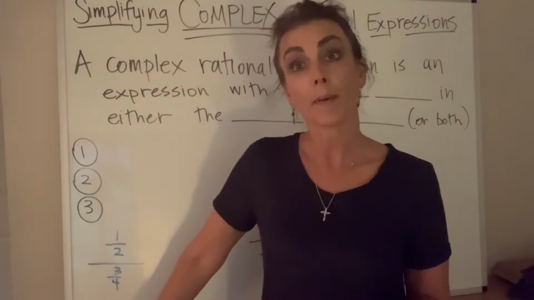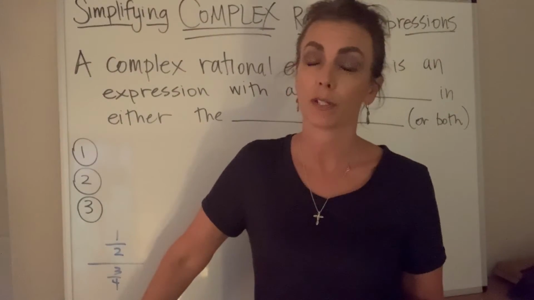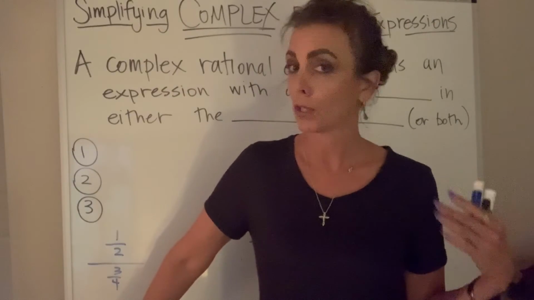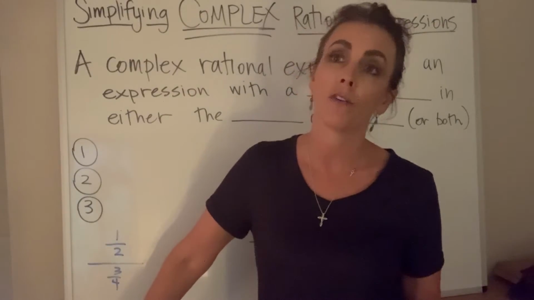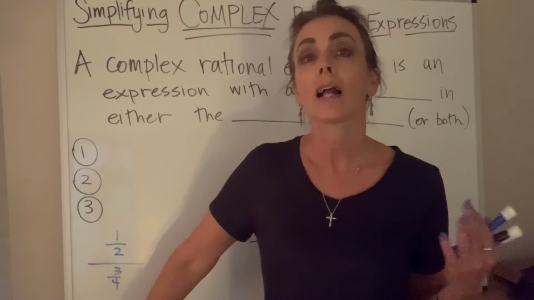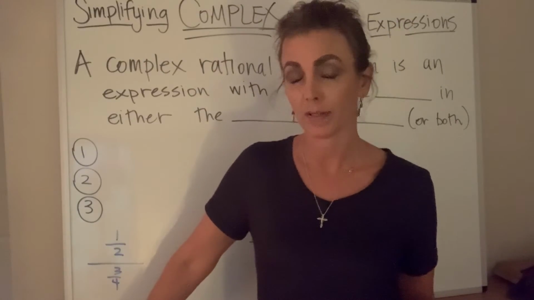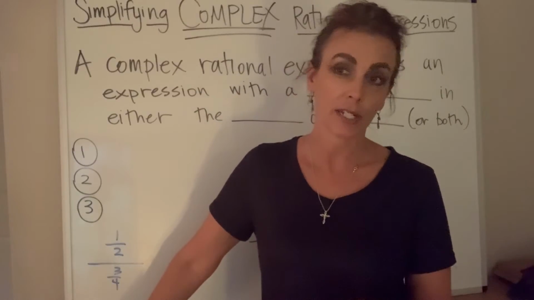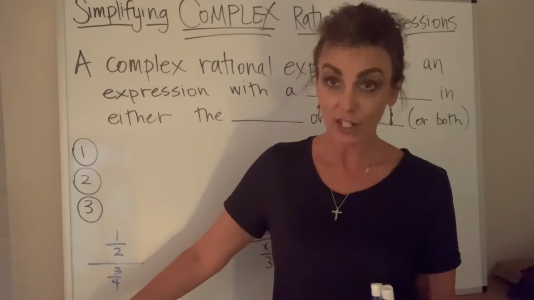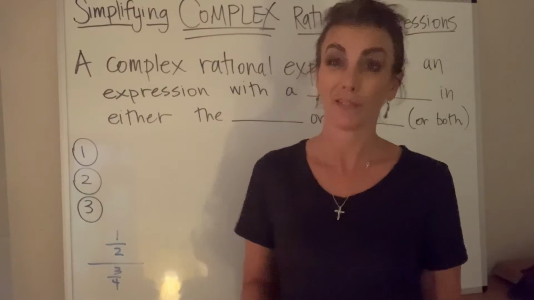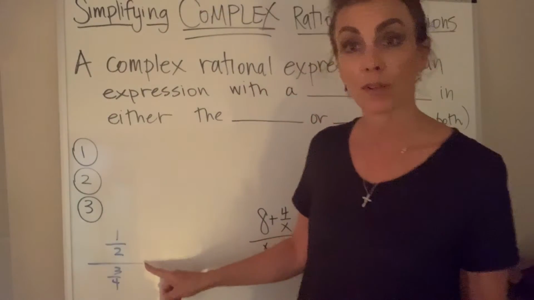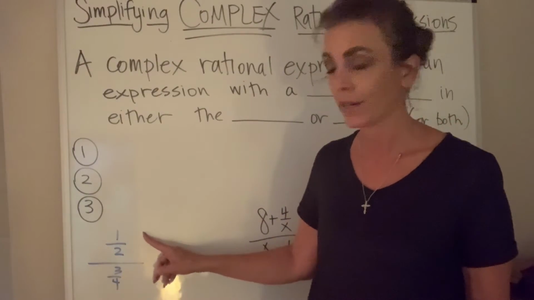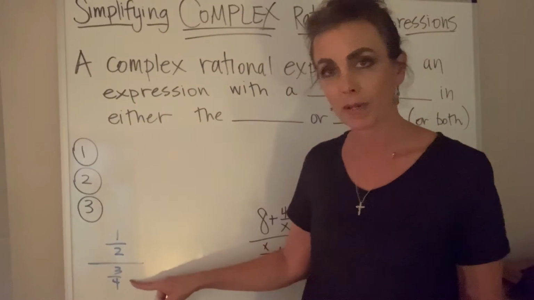Okay, let's go ahead and wrap up our discussion about rational expressions. So we're going to conclude this with a discussion of what's called simplifying complex rational expressions. And a complex fraction is just a fraction with fractions within the fraction. So, for example, this is a complex fraction. This is 1/2 in the numerator divided by 3/4 in the denominator.